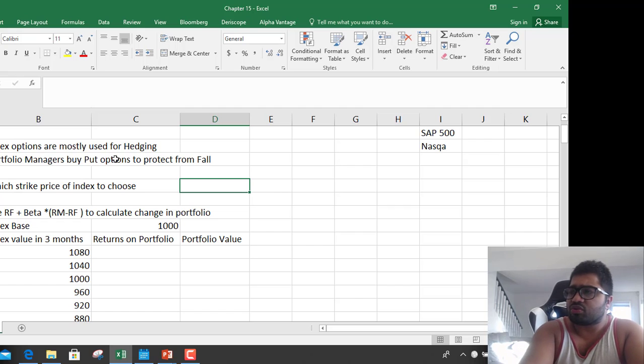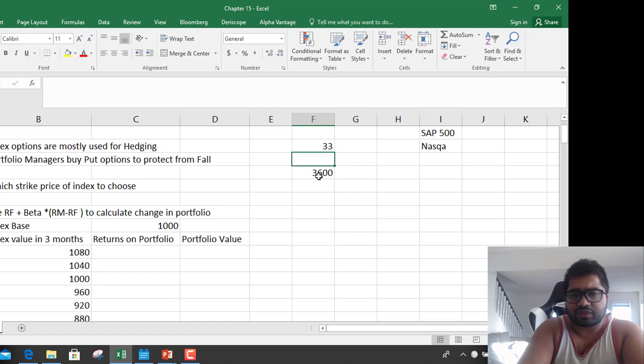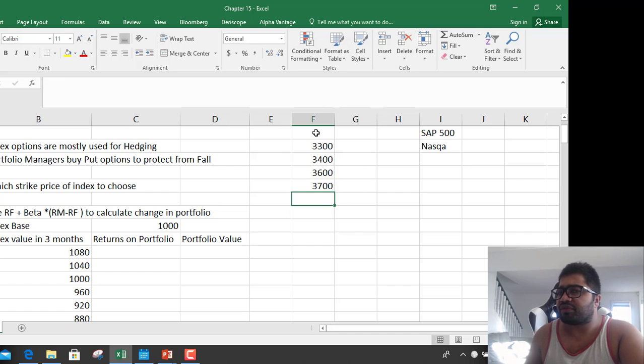When you are using put options, you need to wonder which strike price to choose, because index options are available at different strike prices. Let's say the S&P 500 is 3600. You get strike prices in a wide range, like 3300, 3400, 3600, 3700, etc. So you can buy put options at different strike prices. Which strike price to choose is a big question, and we are going to answer that.